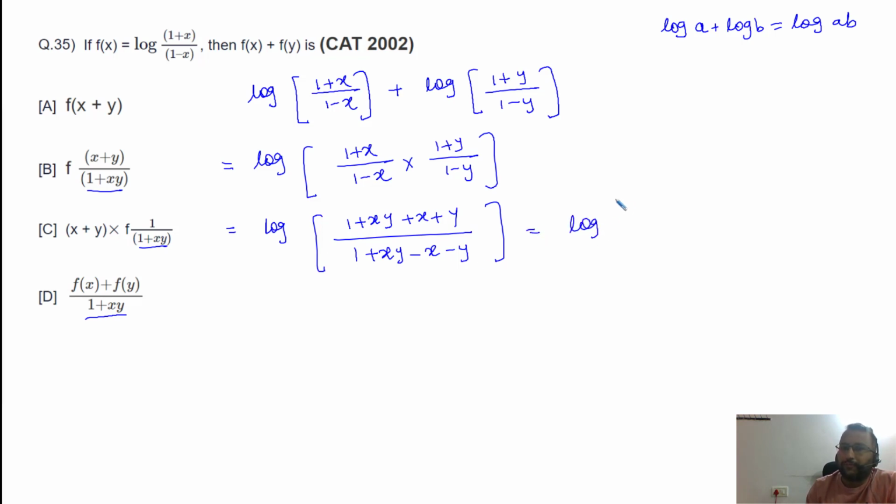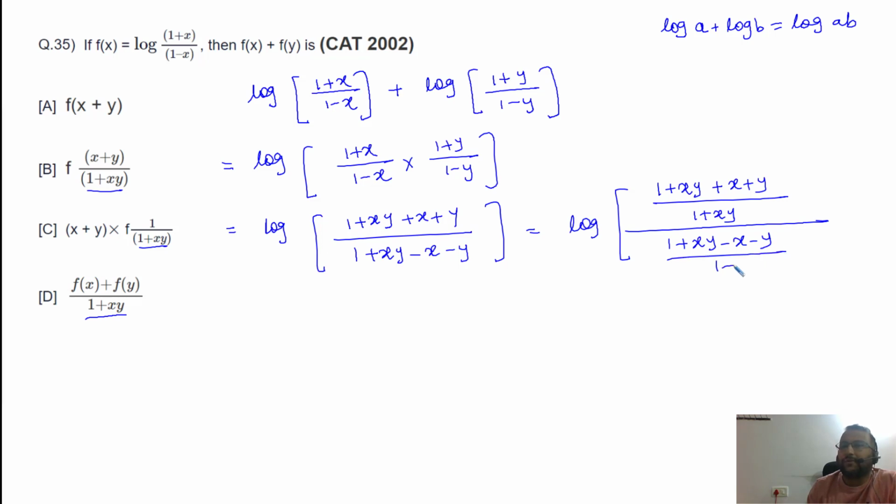So log of, divide numerator and denominator in this bracket by 1 plus xy, and the denominator will become 1 plus x into y minus x minus y divided by 1 plus xy. So now let's solve this further. What you will get, let's have a look at it.